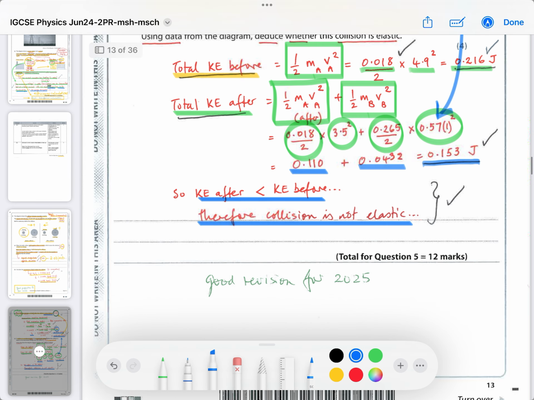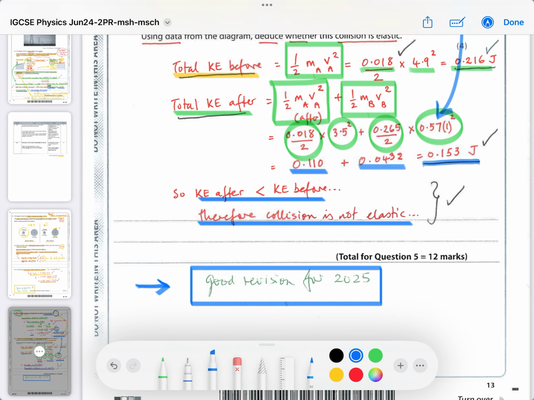So this is, again, a very good revision for 2025 because this is the kind of question they cannot give in paper one. So you should revise these kind of questions. There's quite a few paper ones in my playlist. I haven't done many paper twos, but I will try to add some. I only started doing GCSE questions at the end of last year.